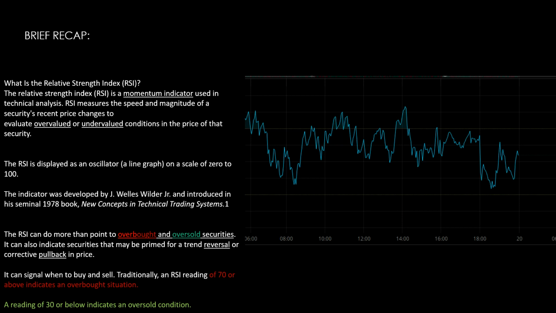But it ranges from 0 to 100. It's not like the moving averages. The moving averages range from 1 to 999. This ranges from 0 to 100.